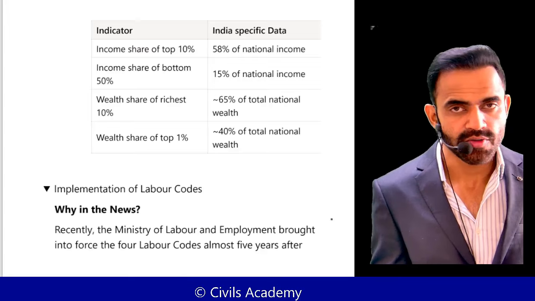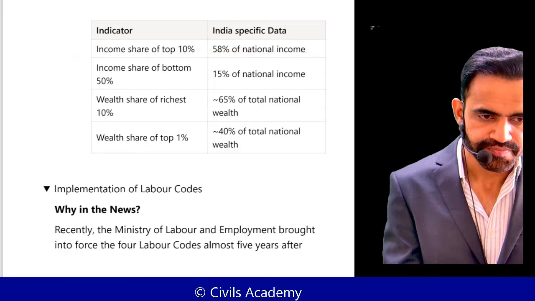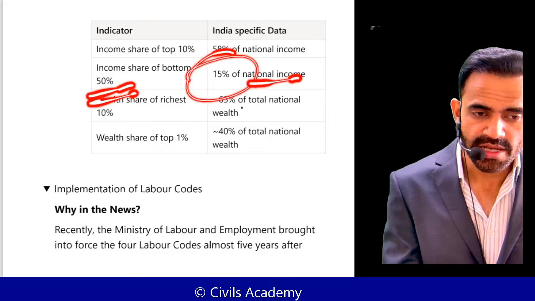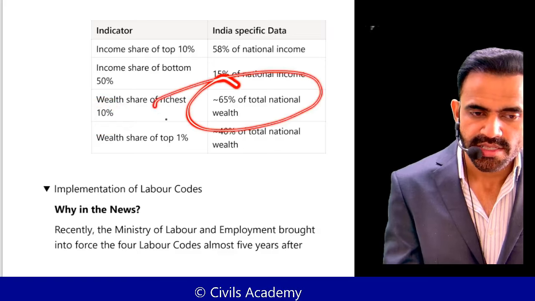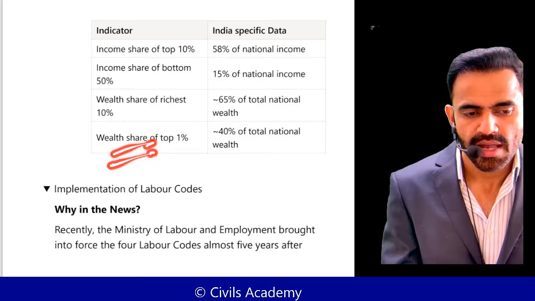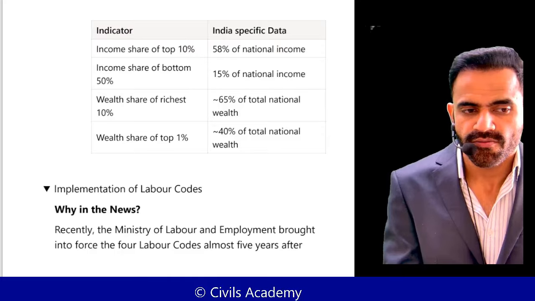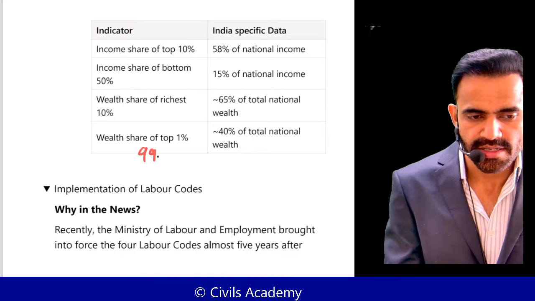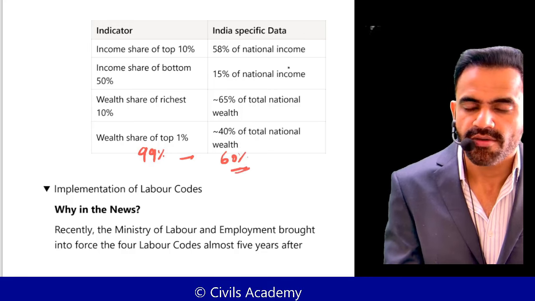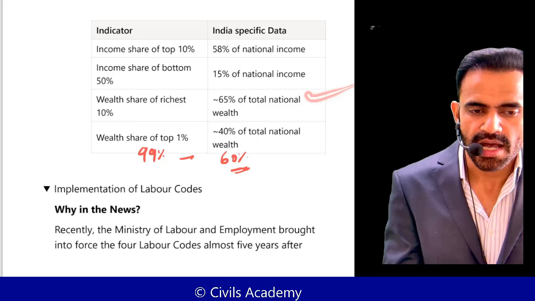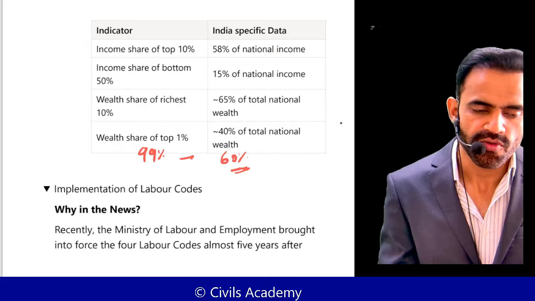What about India? The top 10% have 58% of the national income. The bottom 50% have 15% of the national income. The top 10% in our country have 65% of the national wealth, and the top 1% have 40% of the national wealth. That itself shows the level of inequality. In a very simple sense, understand it this way: the remaining 99% have 60%, and the top 1% have 40%. Okay, so these numbers are important. Again, do not try to mug them up as of now. Just see them before the exam.